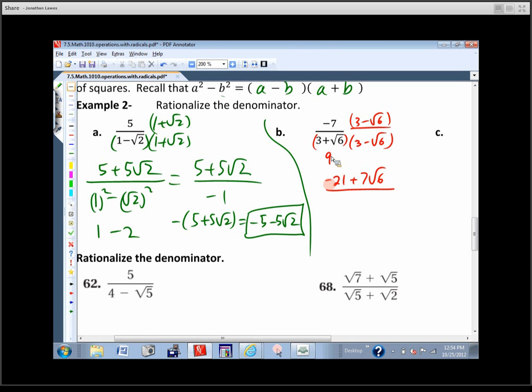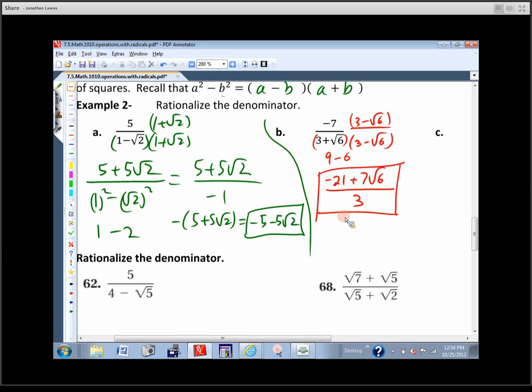And I get a 9 minus whatever that is right there. So basically you just square the 3 and square the radical 6. It's the square of this number and whatever that radicand is. So the bottom's going to be a 3. That right there is the answer.